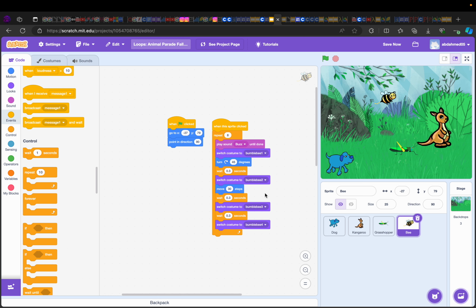And this makes the bee go around in a circle because every time the repeat statement runs, it turns 45 degrees. And because 45 times 8 is 360, the bee essentially moves around in a circle and returns back to starting position. So if we were to click on the bee sprite, you can see that it's going around in a circle, and it essentially ends up back where it started.